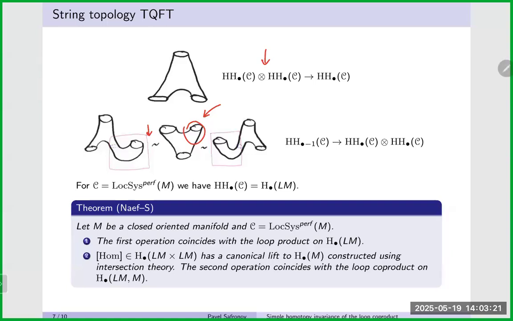And if you look at the picture on the left, the way it looks is like a pair of pants. And to that, you precompose this pair of pants with this elbow cobordism. So that's the thing on the left. And on the right, you can do the same thing, but on the other leg. So you pull down the other leg, and then in total, you get a pair of pants composed with the elbow on the other leg.